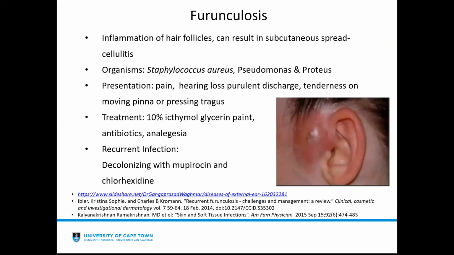Another condition that can mimic perichondritis is furunculosis. This is inflammation of a hair follicle that can result in subcutaneous spread and cellulitis of the surrounding structures, including the pinna. The organism here that's often isolated is Staphylococcus aureus, although Pseudomonas and Proteus species have also been identified in these patients. The etiology is usually patients that scratch in their ear canal, and it can be allergy associated. Patients who are immunocompromised often get these types of furuncles, such as diabetics and HIV positive patients.